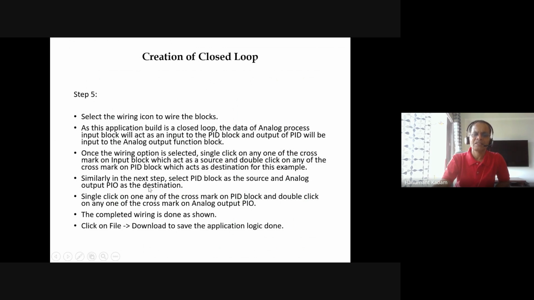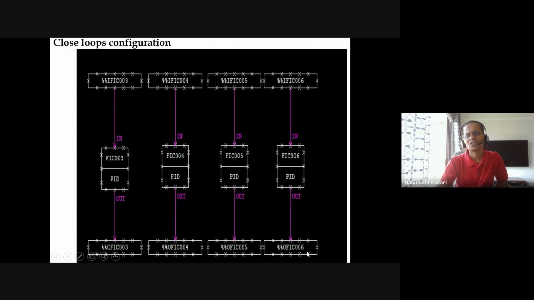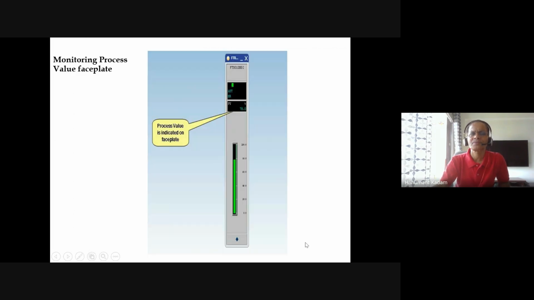Similarly, in the next step, select the PID block as the source and the analog output PIO as the destination. Single click on any of the cross marks on the PID block and double click on any one of the cross marks on the analog output PIO. The completed wiring is done as shown. Click on file download to save the application on the logic done. So this cross mark you can see: single click source, double click destination, like this. So this way this loop is configured.